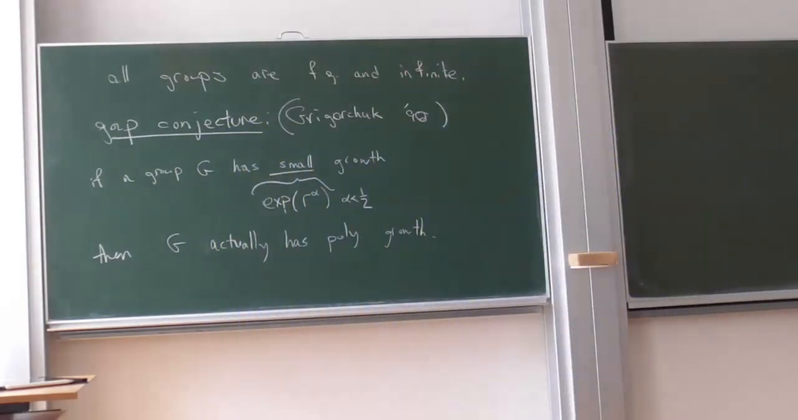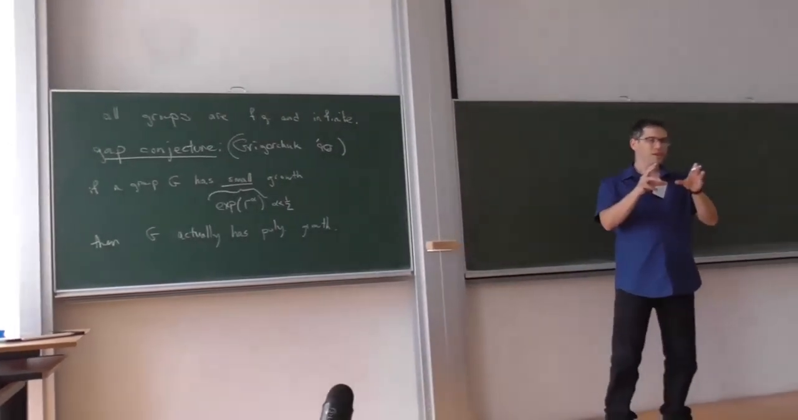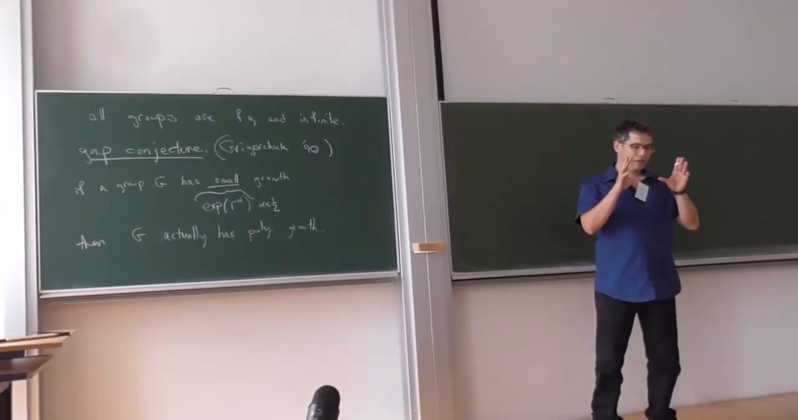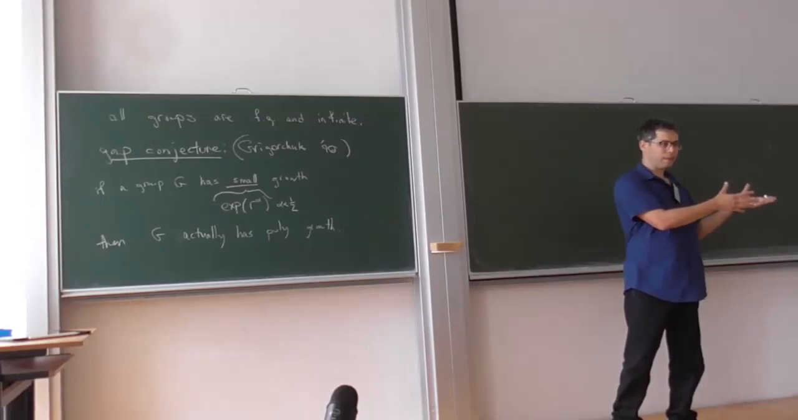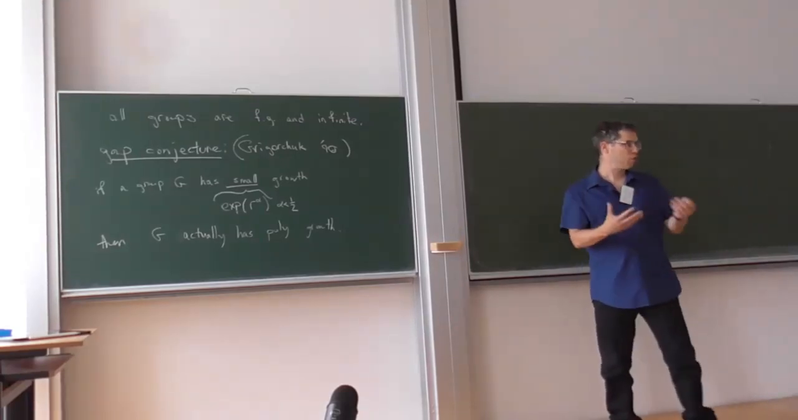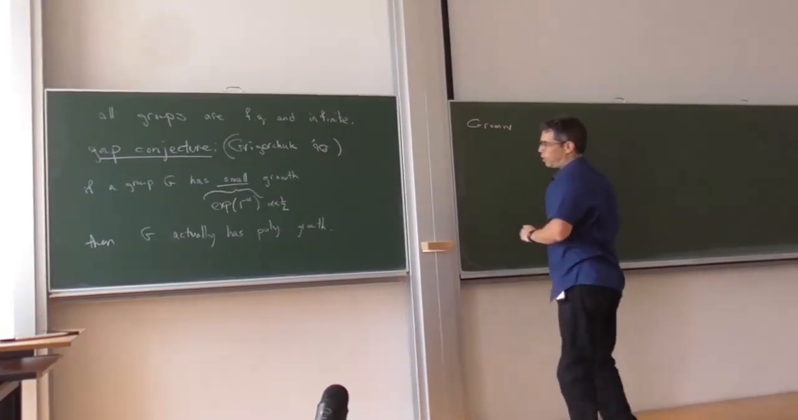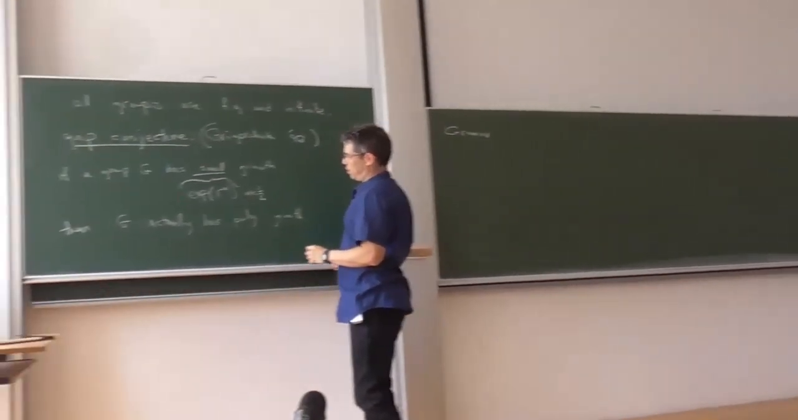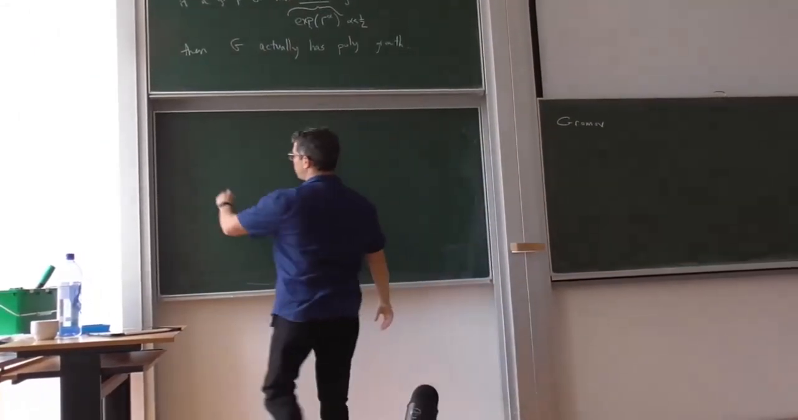Well, you can go back to Gromov, who proved that any group of polynomial growth is actually virtually nilpotent, right? Gromov shows you how to take a geometric condition and turn it into an algebraic one. So we could try to duplicate Gromov's strategies. What does Gromov do?